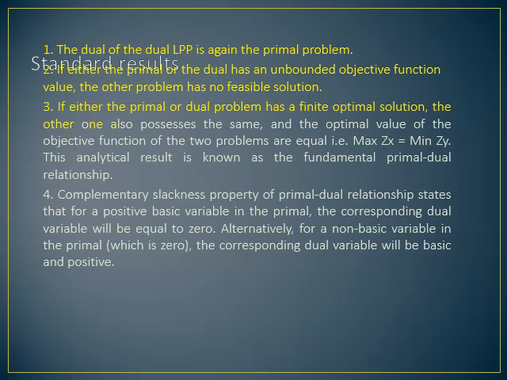The complementary slackness property of the primal dual relationship states that for a positive basic variable in the primal, the corresponding dual variable will be equal to 0. Alternatively, for a non-basic variable in the primal, which is 0, the corresponding dual variable will be basic and positive.